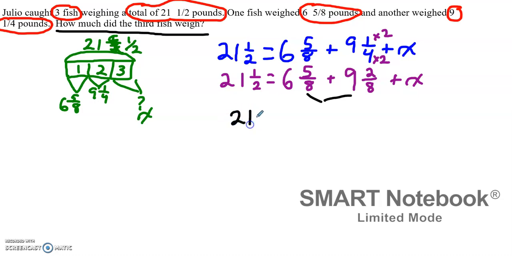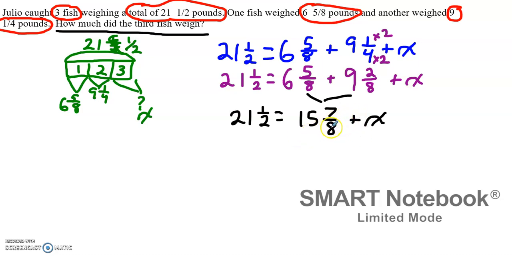So I'm going to recopy all the other information, 21 and 1/2. And I'm going to add these together. So we add the fractions first. So I have 5/8 plus 2/8. That's going to give me 7/8. And then I have 6 plus 9 gives me 15. So that's my whole number. Don't forget to still write my variable down because, hey, I don't know what that third fish is yet.